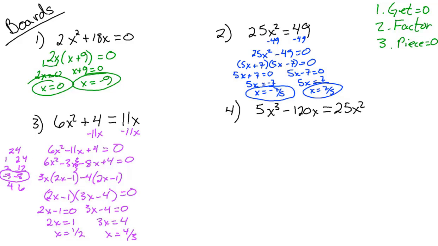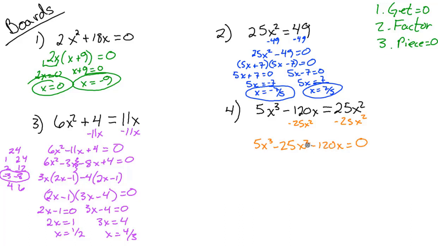All right, and the last one, 5x cubed. Ooh, we got a cubic equation. Minor note, that means we're going to have 3 answers. That's pretty good. Okay, we got to get it equal to 0, which means we've got to subtract 25x squared from both sides. So we get 5x cubed minus 25x squared minus 120x equals 0. So now we factor.